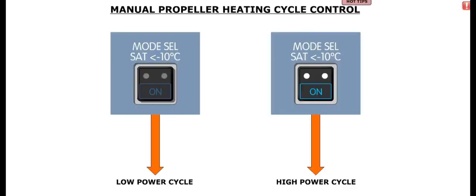When the mode select SAT less than -10 degrees Celsius push button is in the normal released out position, the low power cycle is selected for the propeller anti-icing. When the push button is pressed in, the propellers will be heated using the high power cycle, and the on caption in the push button illuminates blue.